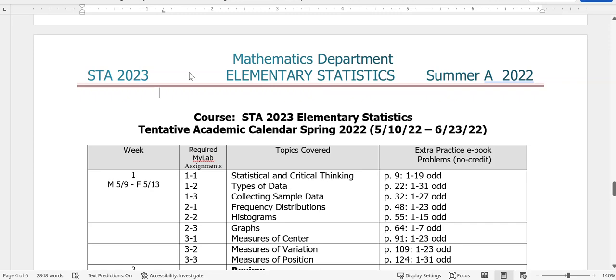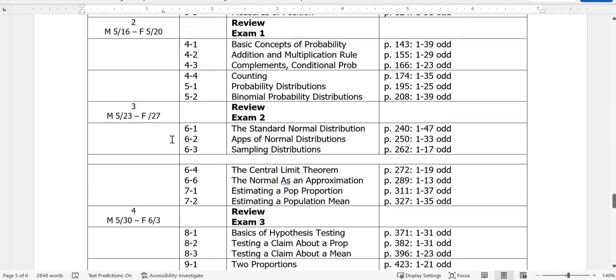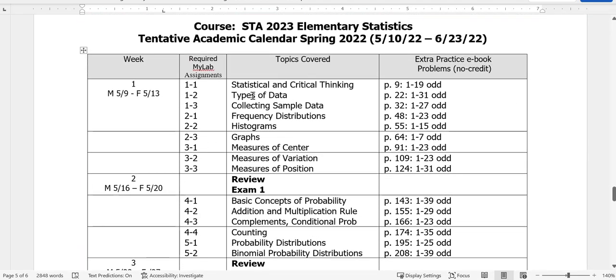So basically, this is the Summer A 2022. This may or may not be your syllabus, but just in general, the syllabus will be set up weekly, like this one is, what goes on each week. So this is all covered for week 1. These are all the sections. These are the required MyLab assignments. This over here is extra practice, no credit for that. So you can do these, but you're not going to get points for these. These are where you get the points for over here.